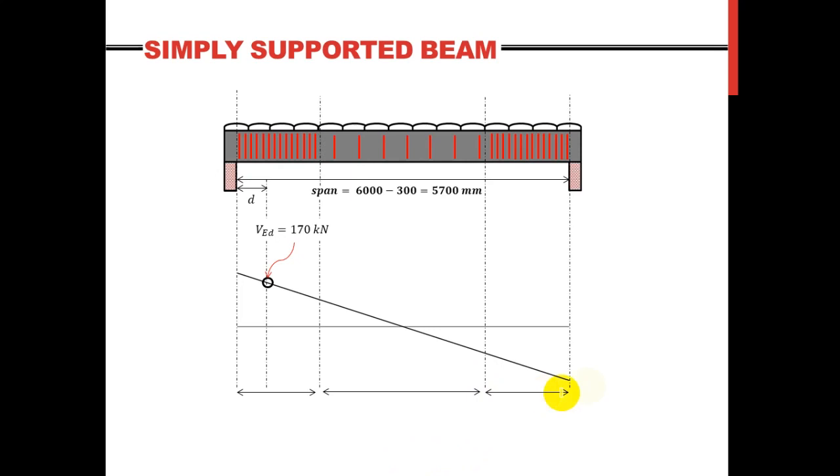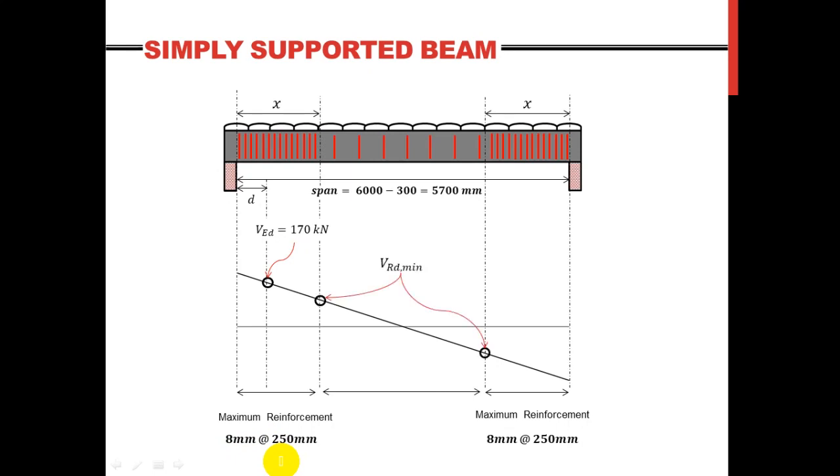This is my beam under ultimate UDL with of course the corresponding shear force diagram. The distance X shows to what extent I must put the maximum shear links. That is 8 millimeter at 250 millimeter center to center. Alright, again, distance X should be defined along with the VRD minimum and its corresponding minimum shear reinforcement, which is this one here. So let's not get confused and first work out the minimum shear reinforcement.